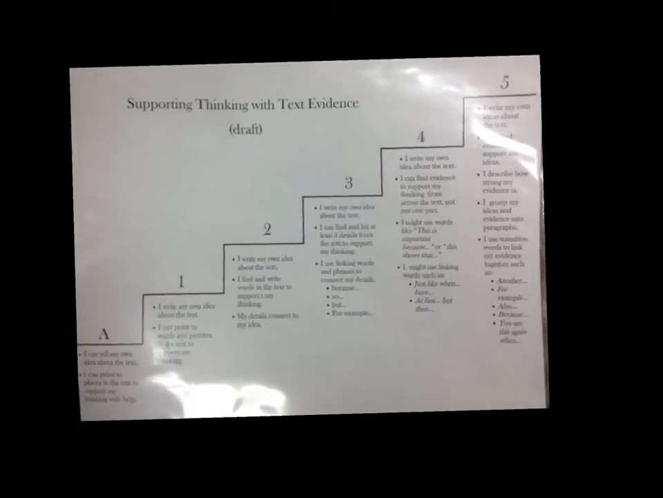And that really isn't writing at all. It says, I can tell my own idea about the text. I can point to a place in the text to support my thinking. Then it goes to what a first or second grader might write. I write about my own idea in the text. I can point to words and pictures in the text to support my thinking. And then I write my own idea about the text. I find and write words in the text to support my thinking. My details connect to my ideas.